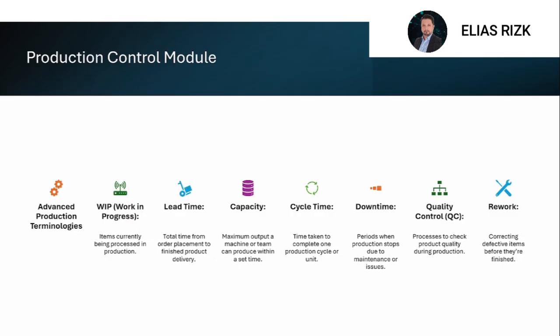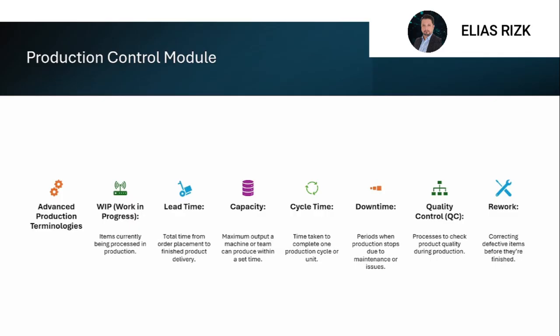Next, downtime. Downtime is pretty straightforward, but it's important. Downtime is any period when production stops, usually because of maintenance, machine issues, or even breaks. That is how downtime comes into production. Reducing downtime is a big goal in manufacturing because every minute counts in the manufacturing industry.